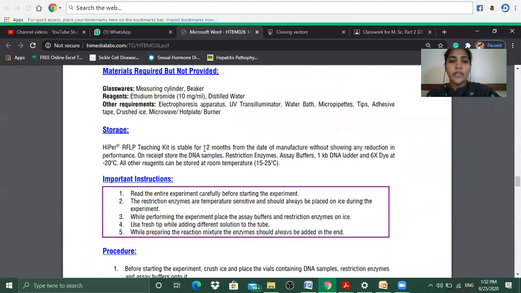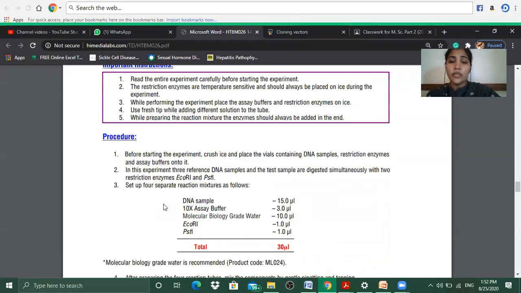So basically we'll be making four reaction tubes, and in each reaction tube you will be adding a DNA sample and 10x assay buffer. When we say assay buffer, it will have nothing but Tris, to maintain the pH so that the DNA is not degraded, and then it will have maybe magnesium ions for the stability of the DNA. So all these things will make sure of the stability of the DNA, and there is no degradation of the DNA throughout the experiment.